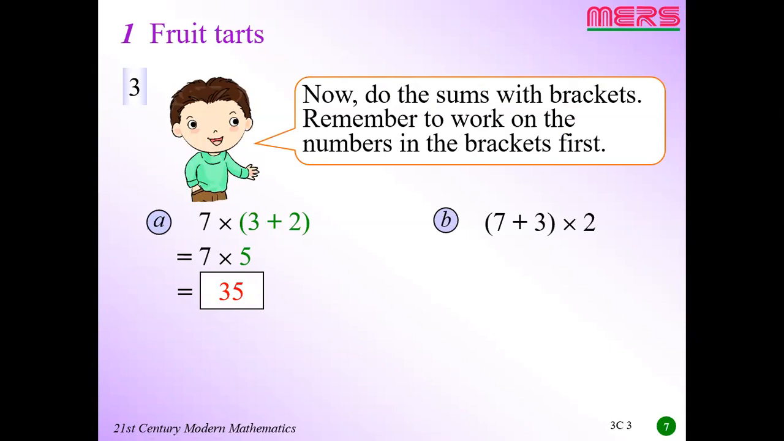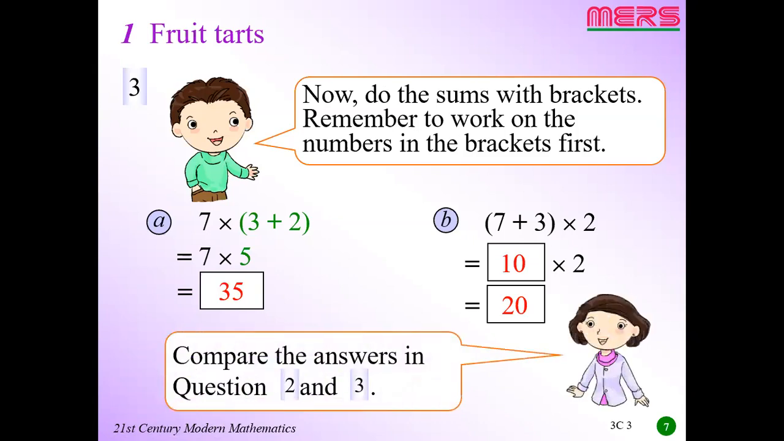Question 3B. In the brackets, we have 7 plus 3. We will do this part first. No matter if it is addition or multiplication, we always do the numbers in the brackets first. Okay, so for this one, it's 10 times 2. The answer will be 20.